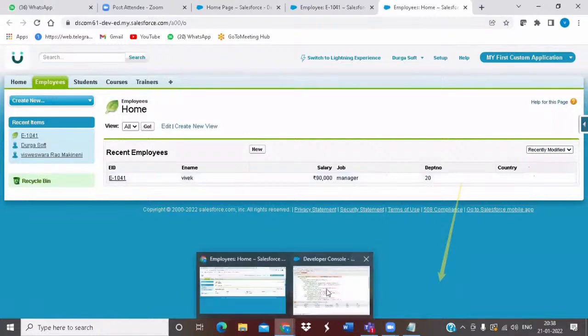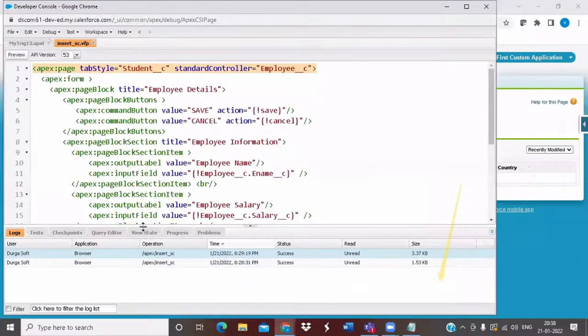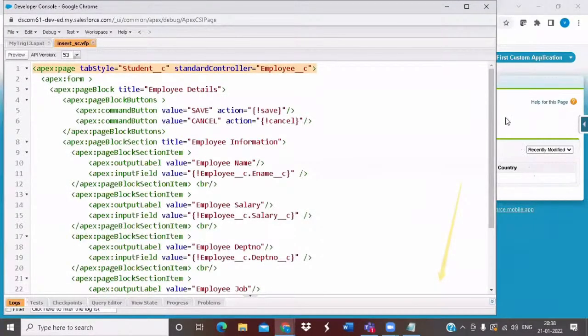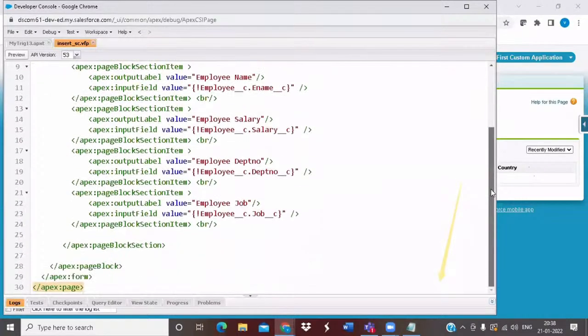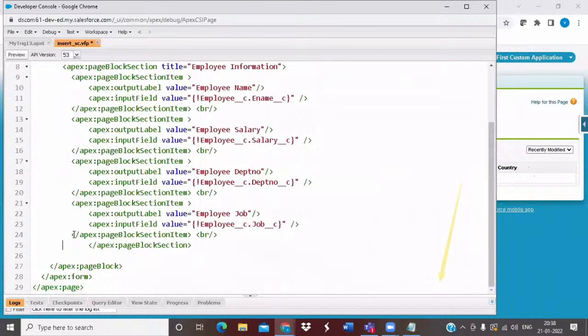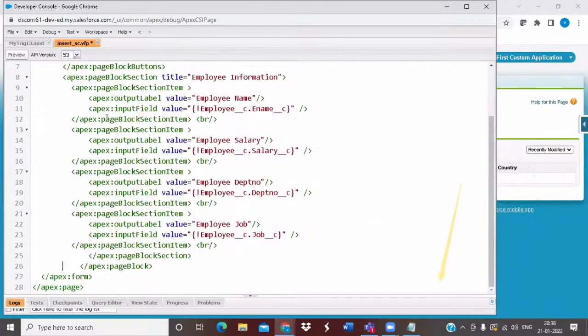Tell me how many lines of code I have written? Hardly how many lines? 28 lines only. The same kind of functionality, if you want to get in Java or .NET.